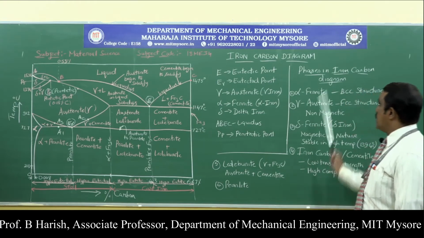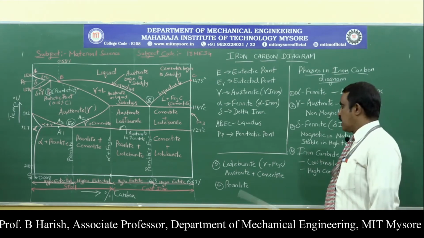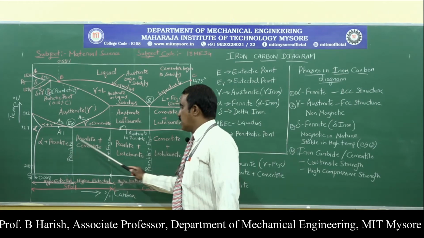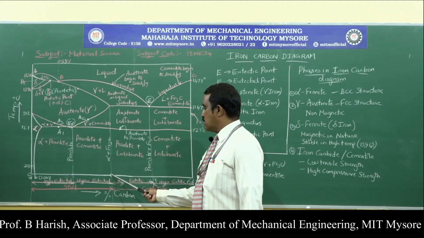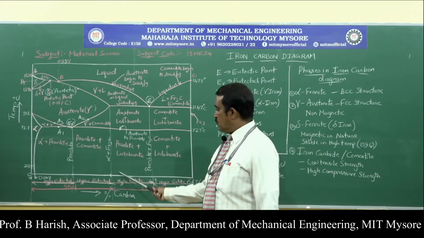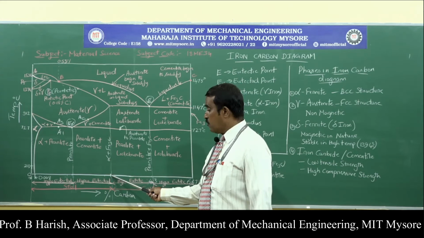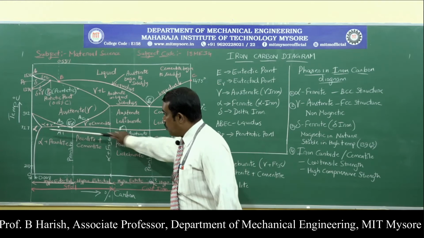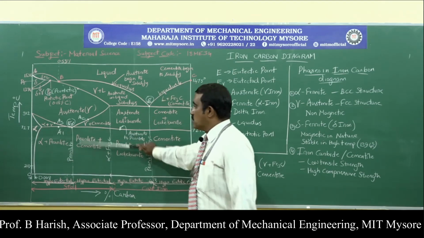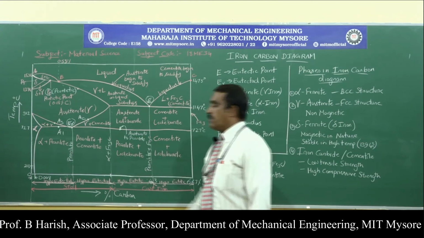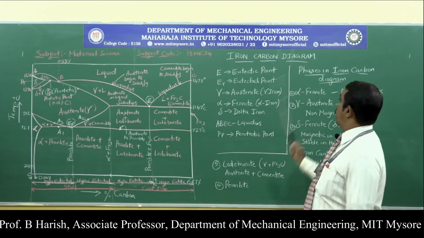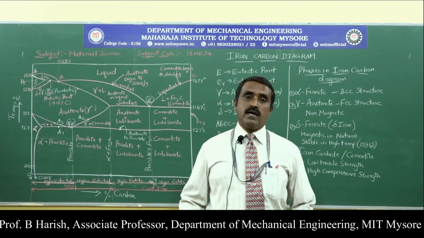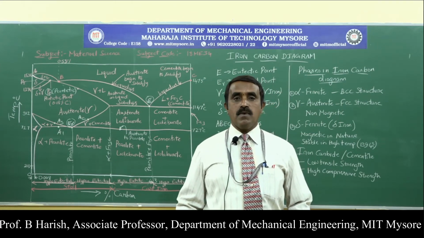Then the last phase we can see in the iron carbon diagram is pearlite. You can see this region, alpha plus pearlite plus cementite, up to a carbon content of around 2.7%. Below 727 degrees centigrade is the pearlite, one more phase in the iron carbon diagram. So these are the different phases we can observe.